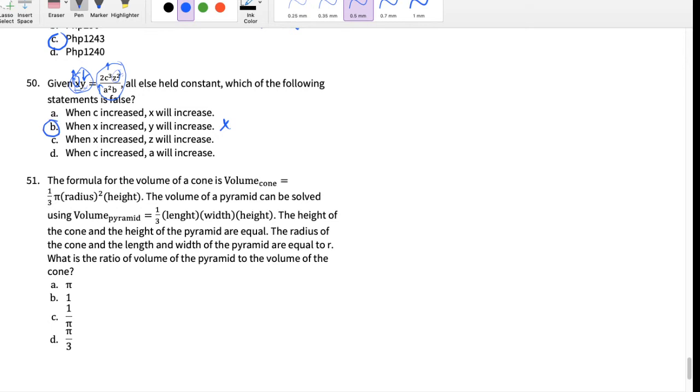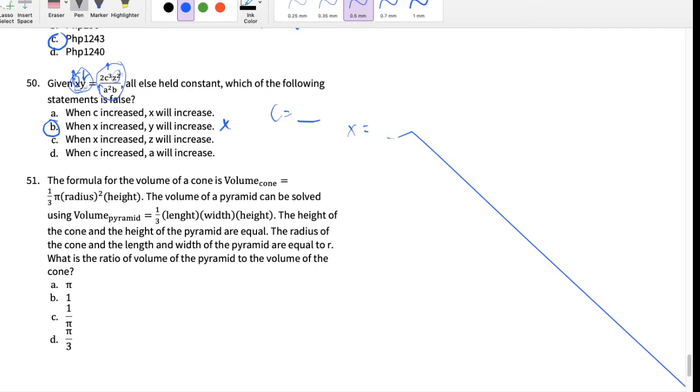Pwede nyo isipin that way, or pwede rin, i-manipulate nyo siya, isa-isahin mo, C is equal to something. Then, tingnan mo kung nasan yung X. Okay? Here, you can write as X is equal to something in terms of Y dapat dito. Okay? So, pwede mo silang isa-isahin. Pero, that's another way to think about it. Para hindi mo na i-manipulate yung equation isa-isa.